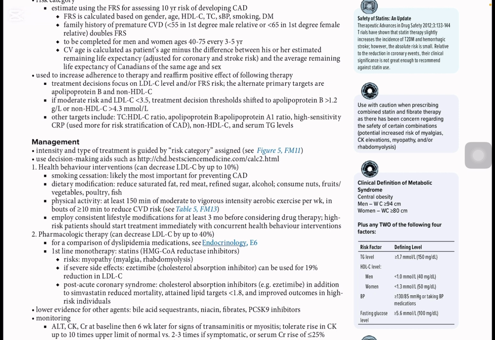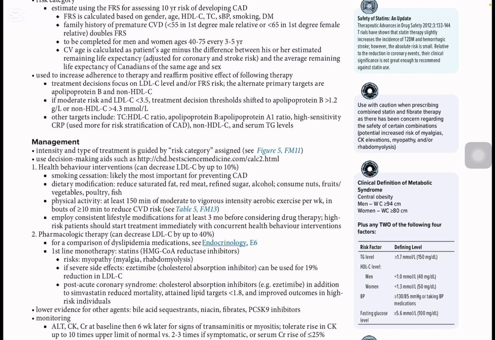So smoking is first, dietary modification is second. Reduce saturated fats, red meat, refined sugar, alcohol; consume nuts, fruits, vegetables, poultry, fish. Third is physical activity. At least 150 minutes of moderate to vigorous intensity aerobic exercise per week in bouts of more than 10 minutes reduces cardiovascular risk. Employ consistent lifestyle modification for at least 3 months before considering drug therapy. High risk patients should start treatment immediately with concurrent health behavior intervention.